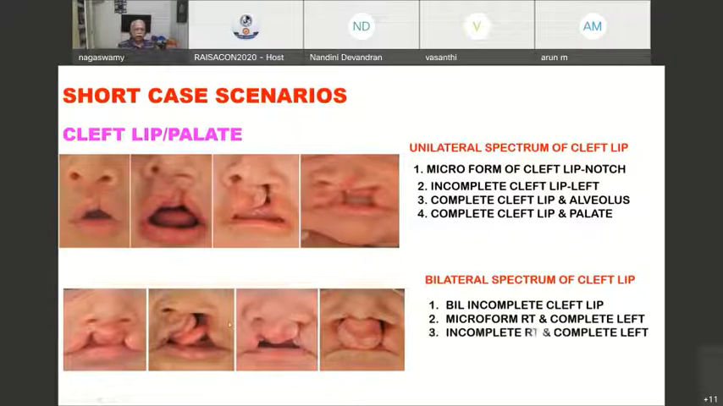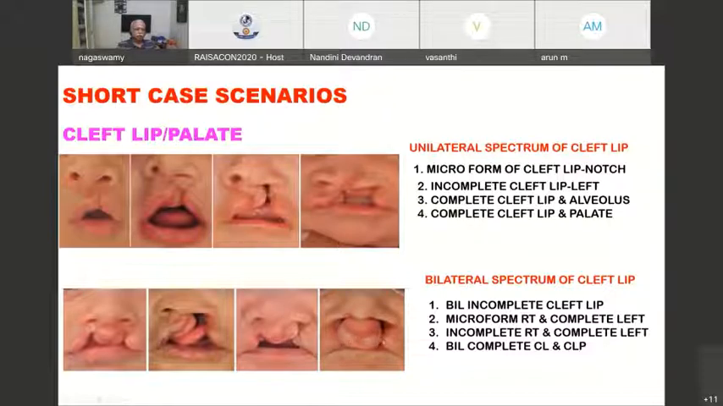And the third type is incomplete on the right side and complete on the left side. Okay, so this is a microform and a complete. This is an incomplete form and a complete form. And the last one is the complete bilateral cleft of both the lip and palate.